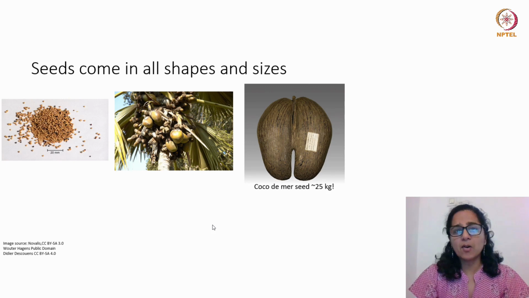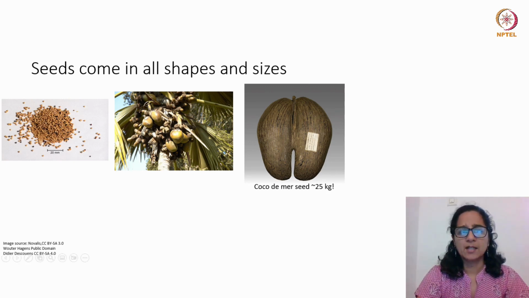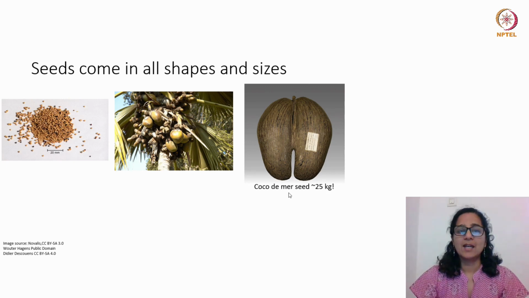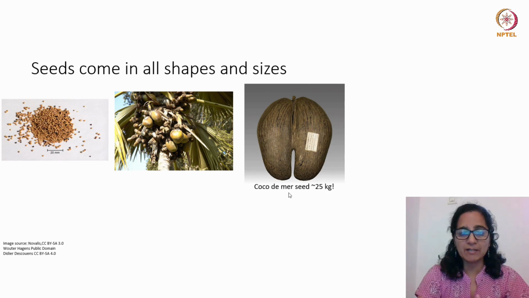Seeds come in all kinds of shapes and sizes. You would have seen these mustard seeds. They are tiny, right? And you put them in for seasoning. Whereas this is a coco de mer seed, and these are around 25 kilos each. They are that heavy. So you can see that their shapes and sizes are really varied, and depending on that, their dispersal mechanism is also very different.